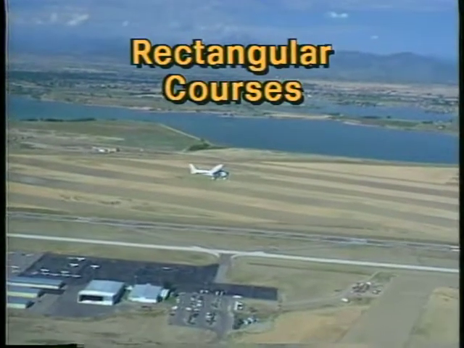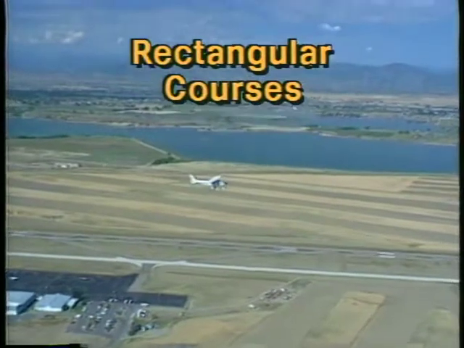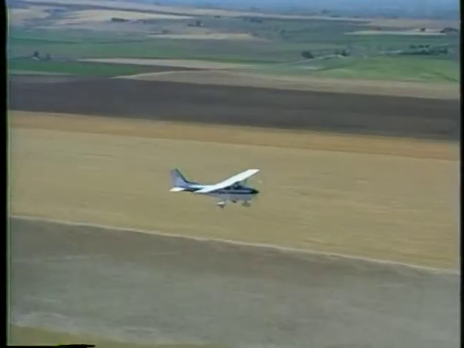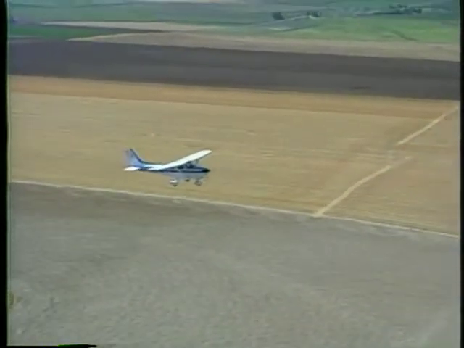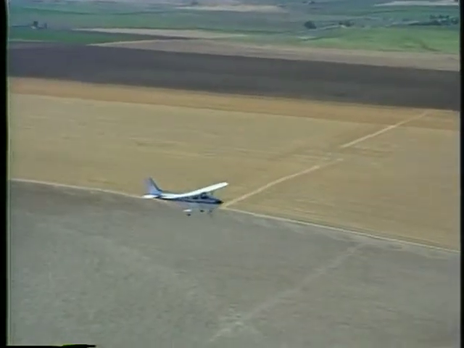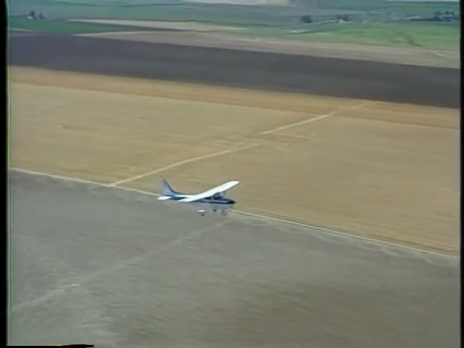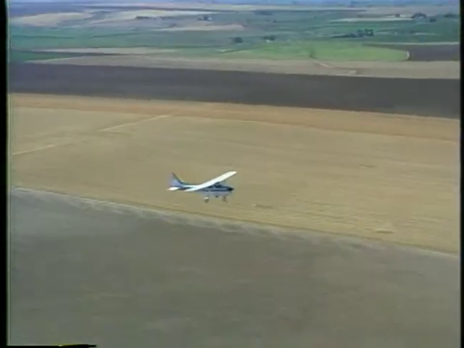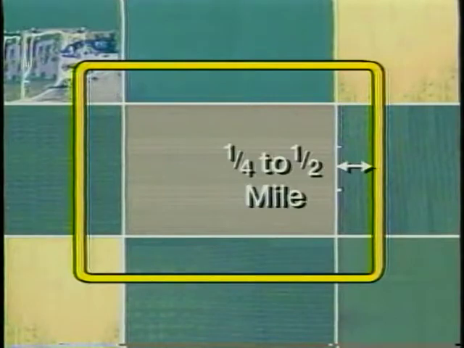Let's begin with a look at rectangular courses. The procedures you use to fly a traffic pattern are very similar to those you'll use to fly a rectangular course. The exception is that you'll fly at a constant altitude between 600 and 1,000 feet AGL. As the name implies, you'll be flying a rectangle around reference lines on the ground. The objective is to maintain an equal distance from the boundary throughout the maneuver. This distance should be about 1/4 to 1/2 mile.